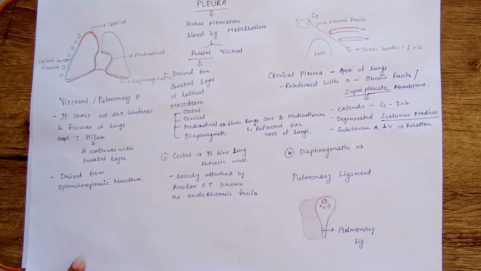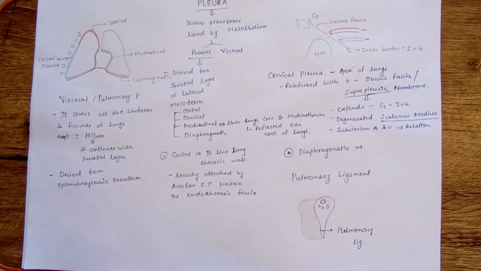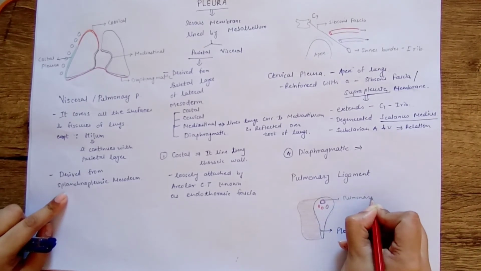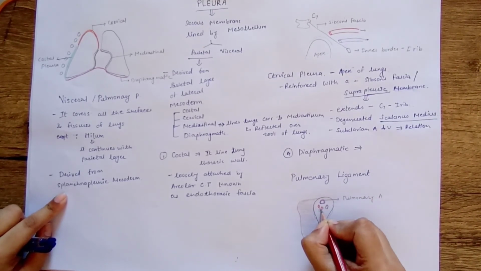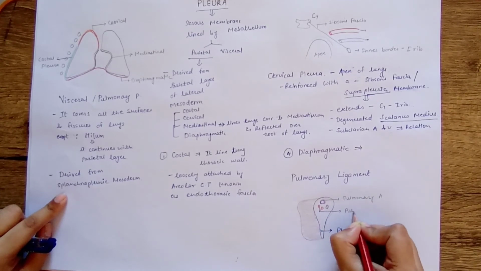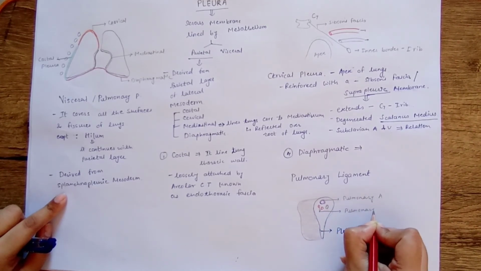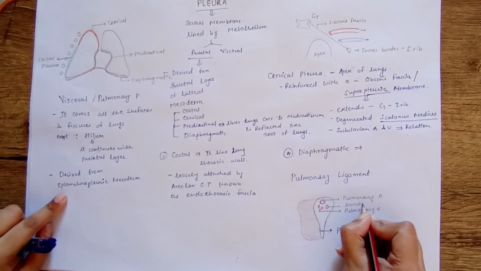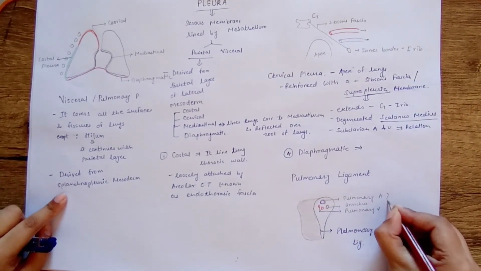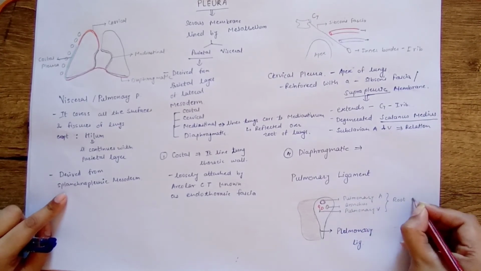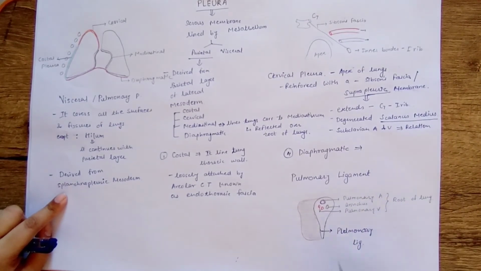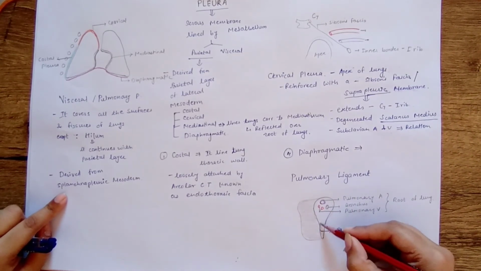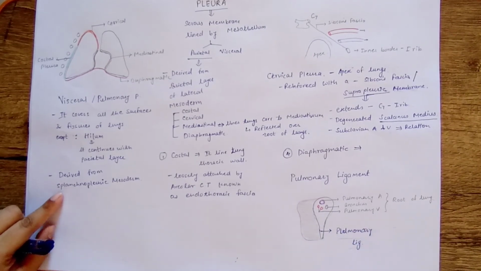So this is the root of the lung, which contains the pulmonary artery. These two are the pulmonary veins, and this is the bronchus. So together this forms the root of the lung. The pleura, which covers the root of the lung, is extended downward, which is known as the pulmonary ligament.